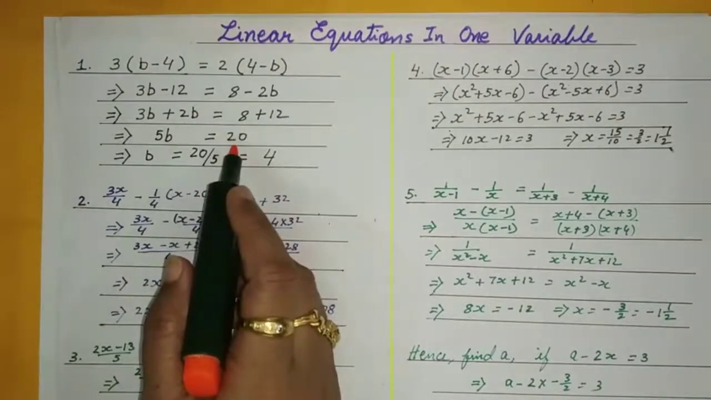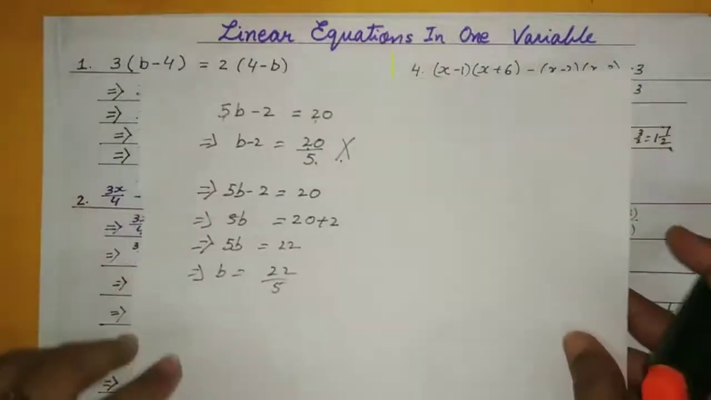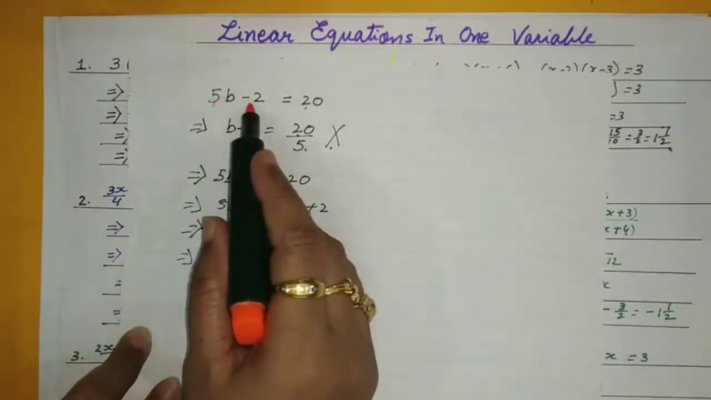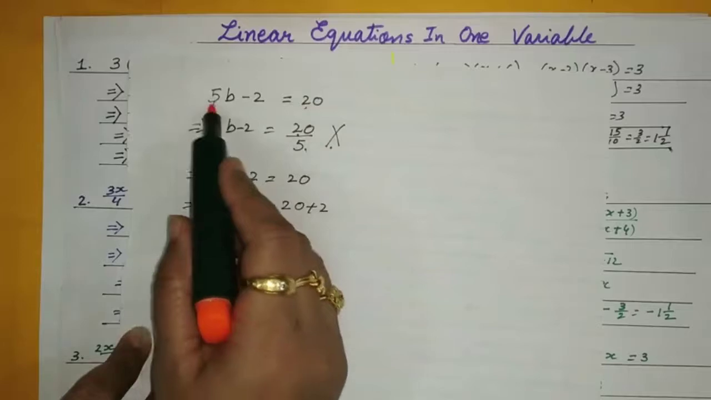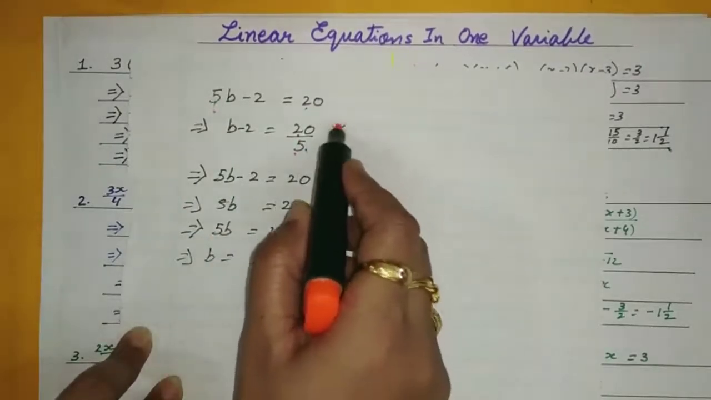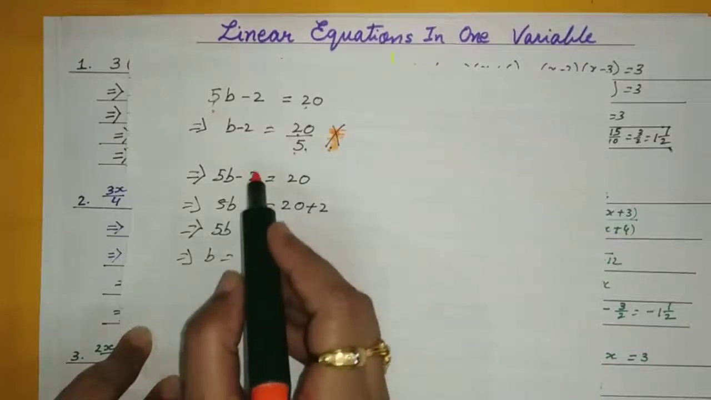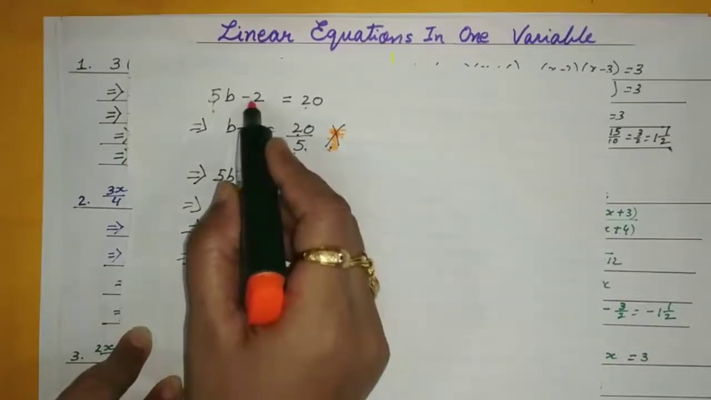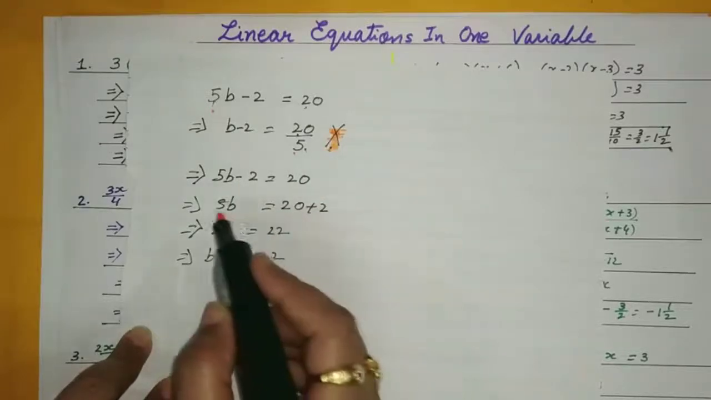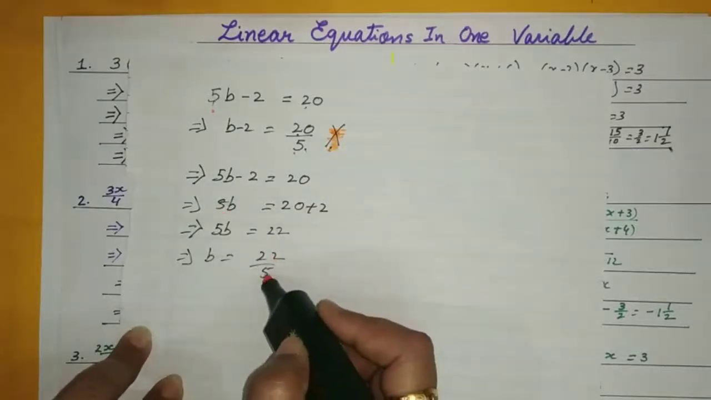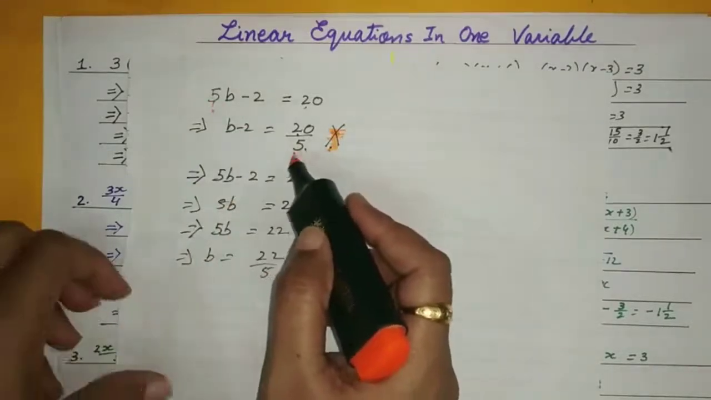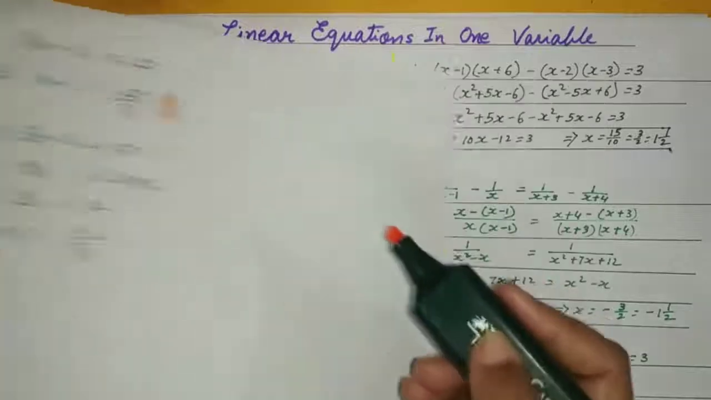Suppose I have one example here, and I just want to show you where children make a mistake. Suppose the question is 5b minus 2 is equal to 20. Some children try bringing this 5 down directly. This is wrong, children. Why? Because you have to remove this minus 2 first. So minus 2 added becomes 22, and then the 5 will come down. If there are two numbers added or subtracted, the 5 cannot be brought down. So please take a note of this. Don't make a mistake.